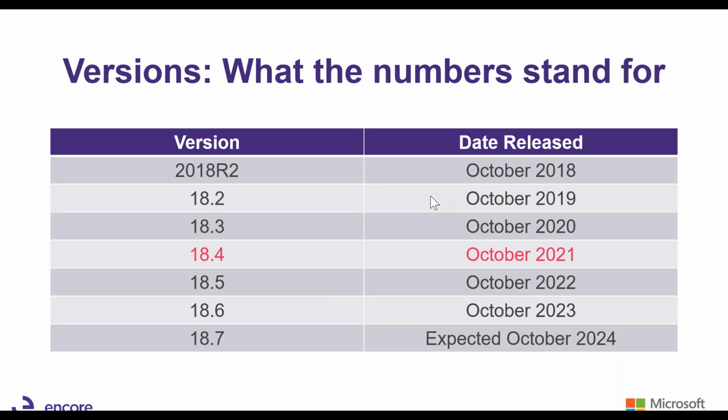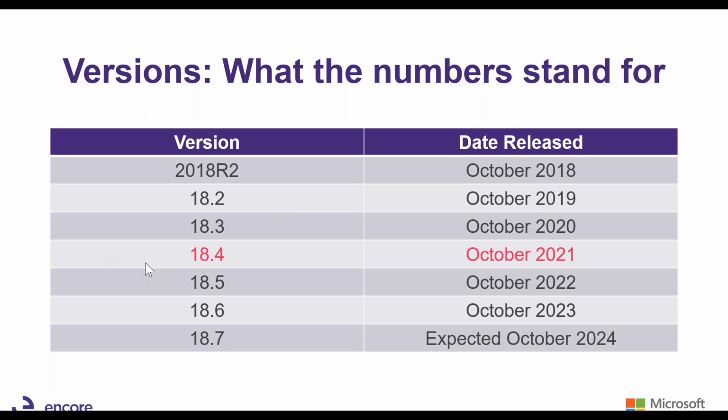Versions, what do they stand for? Okay, so these are basically what it is. GP 2018 was released in October of 2017. It used to come out about 2 months before Christmas, and they called it the year after. And then they stopped doing that in 2018. So in October of 2018, they released R2. And then since then, they've gone 18.2, 3, 4, 5, 6, and 7.